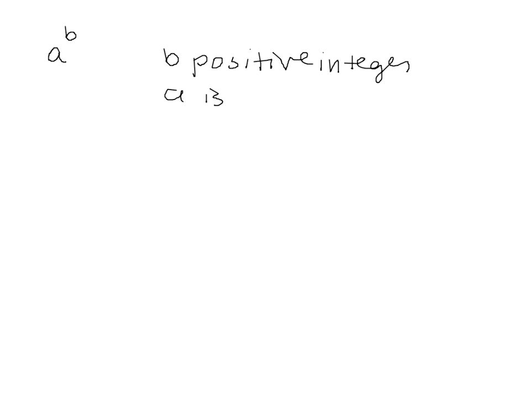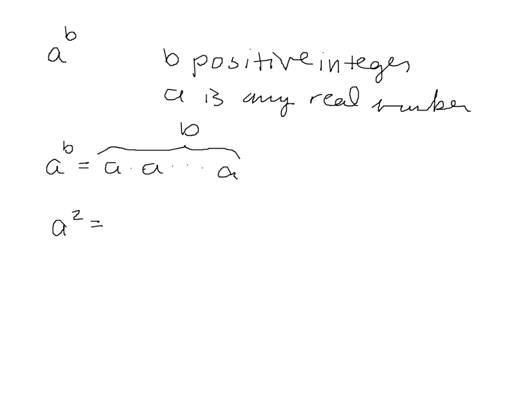All right, we're going to talk about exponent rules. And first, I'm going to define an exponent with an integral exponent. So if we have a to the b, and b is a positive integer, and a can be any real number, then a to the b is a multiplied together b times.